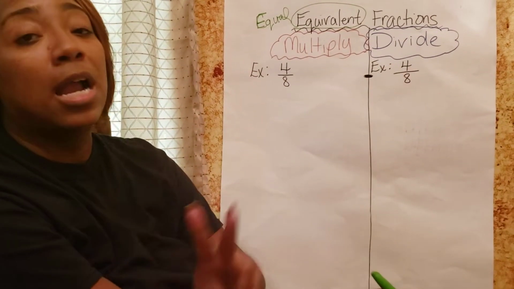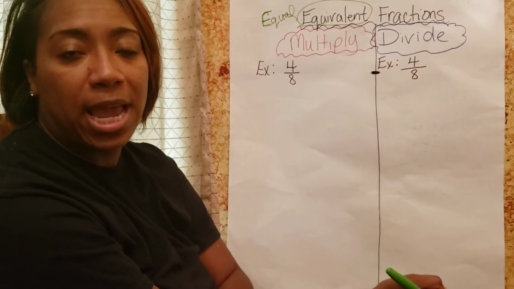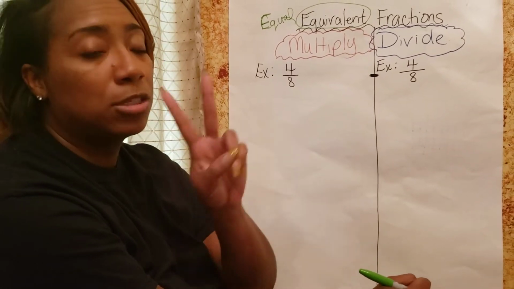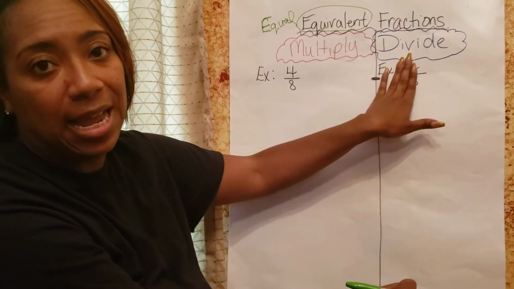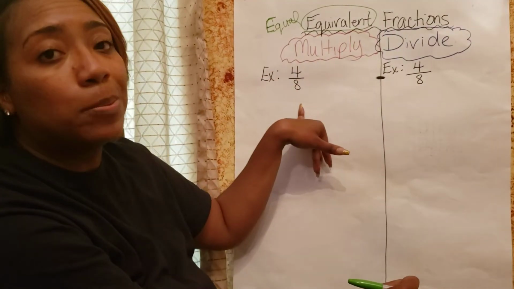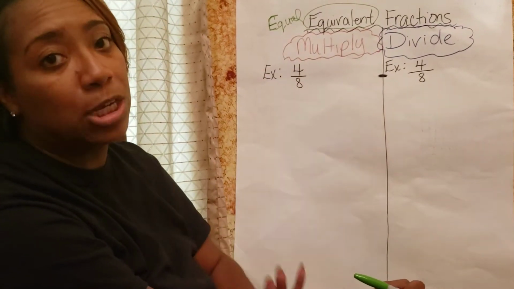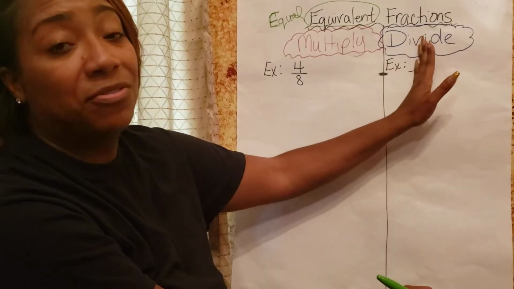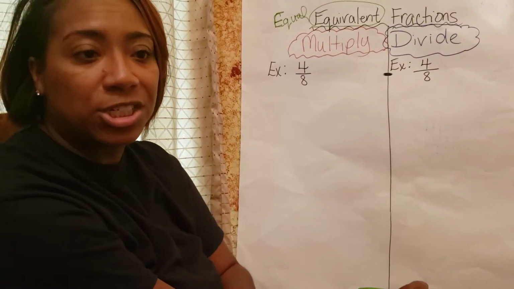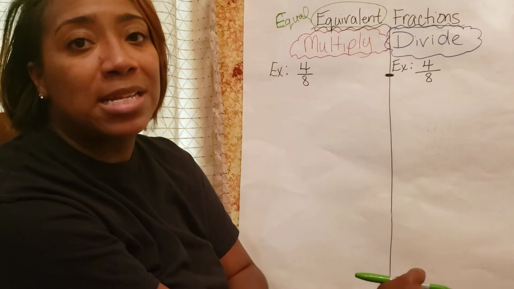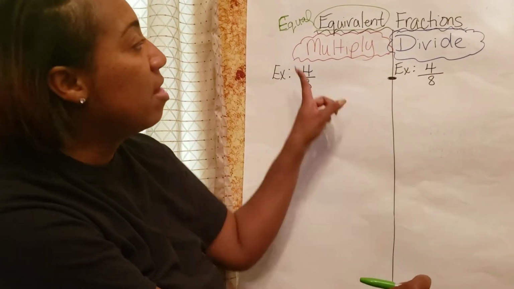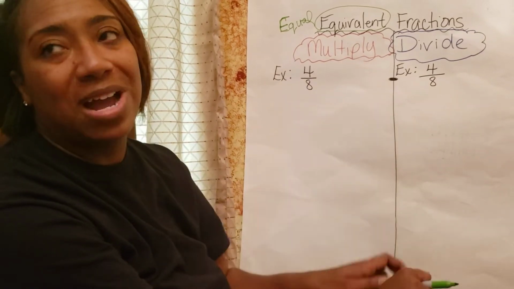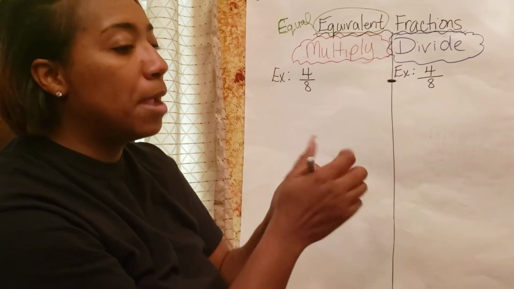So today we're going to be talking about two ways to make an equivalent fraction. There are two ways. We multiply or we can divide. So I'm going to walk you through a couple of steps on how to multiply to make an equivalent fraction and how to divide to make an equivalent fraction. And this week when you're practicing with your packet on equivalent fractions, you will multiply or divide to make those equivalent fractions, okay?